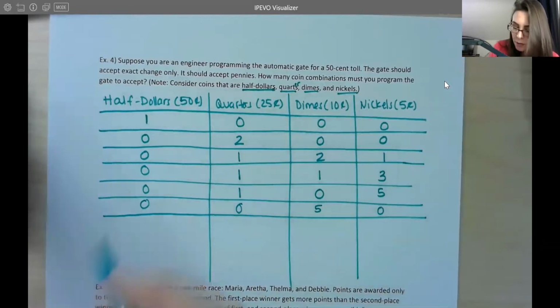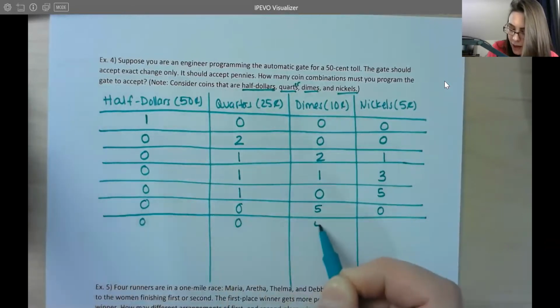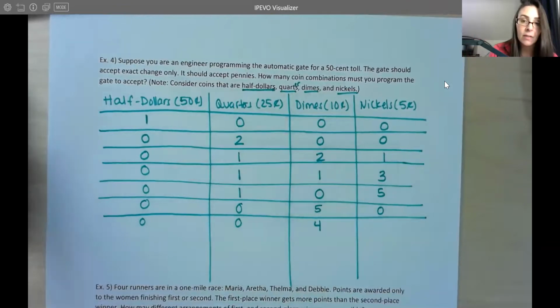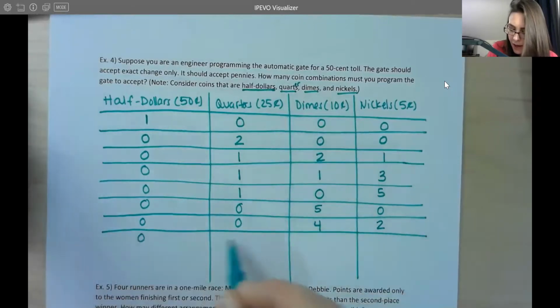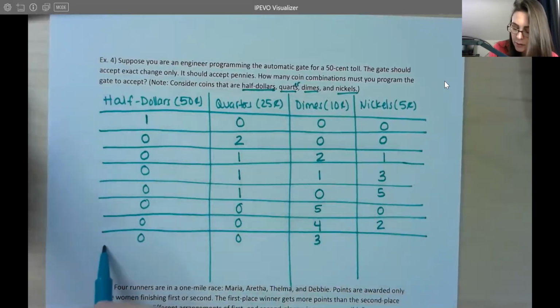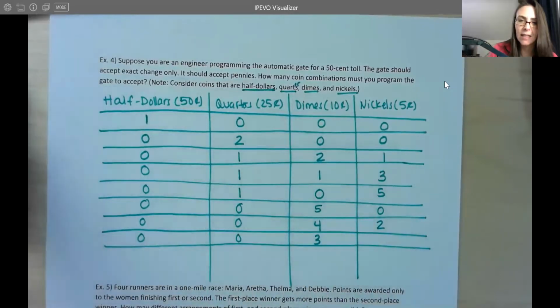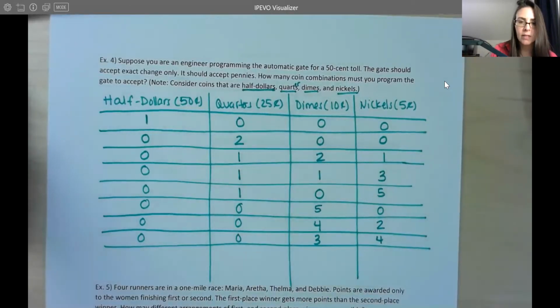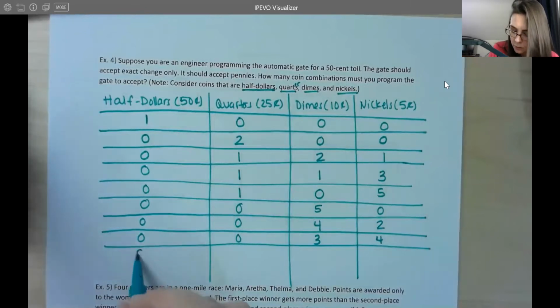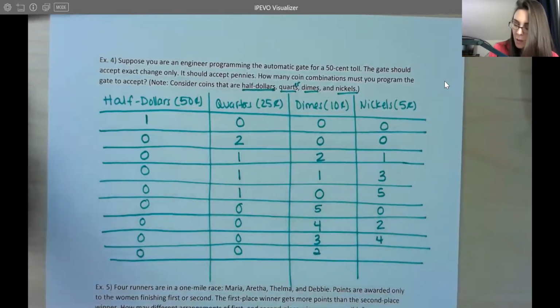But I could also use 4 dimes. So if I use 4 dimes, then I'm missing 10 cents. So I would have to use 2 nickels to make up. Yeah, but let's say I had 3 dimes. Well, that's 30 cents. So now I'm missing 20 cents, and I have nickels, so I'd have to have 4 of those, right? Because 4 nickels times 5 cents each is 20 cents. Well, let's say I only had 2 dimes. Well, that's 20 cents. Now I'm missing 30 cents, so I would need 6 nickels to make that up.